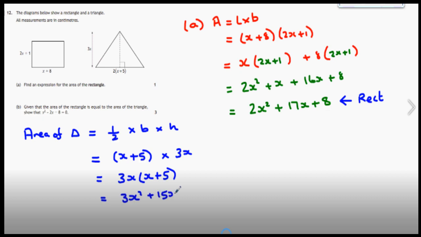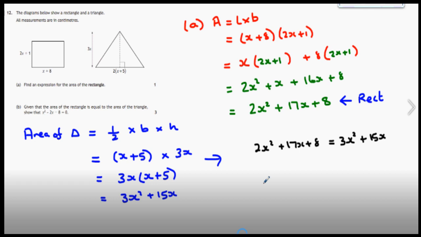Now go back to the question, given that the area of the rectangle is equal to the area of the triangle, so I've got to make those two things equal to one another. So next thing I go and do is I make them equal to one another. So area of the rectangle is 2x squared plus 17x plus 8, and that is equal to the one we've just worked out, which is 3x squared plus 15x. Now look to see what it's equal to. So it's x squared minus 2x minus 8.